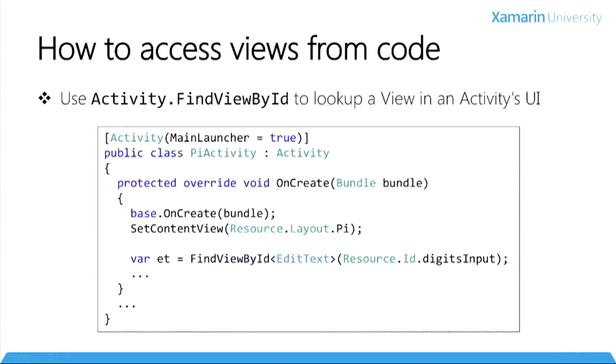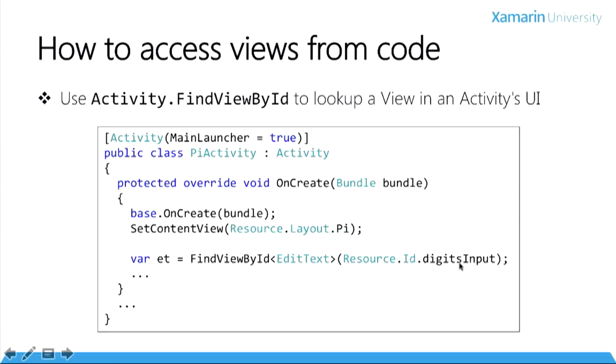And here's how you do that. Again, you're an activity. So here's PyActivity, an activity. One of the things you inherit from the activity base class is findViewById. And remember that ID is an integer, so the parameter you pass in is an integer.